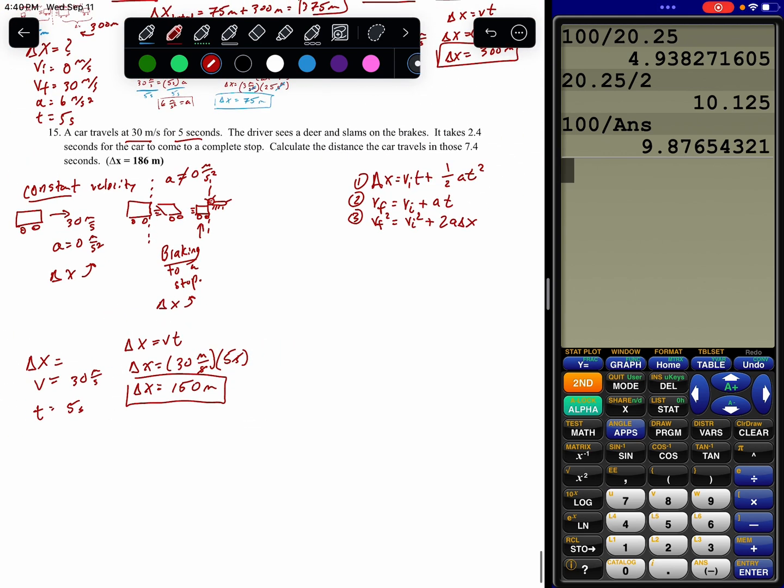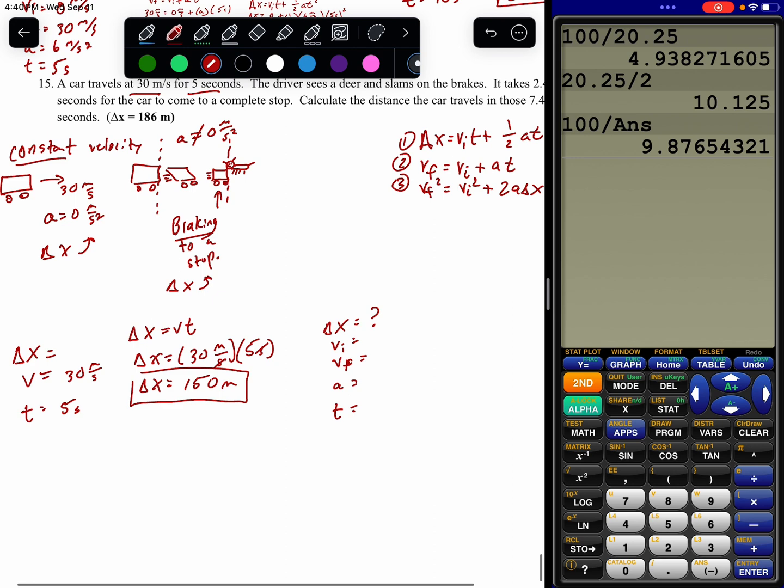The second part, braking to a stop. Let's list our variables. Delta x, v initial, v final, a, and t. Classic. We're looking for delta x. We want to know the total distance travels, and then we're going to add that to the 150. The initial velocity is that starting 30 meters per second. The final velocity is 0 meters per second.